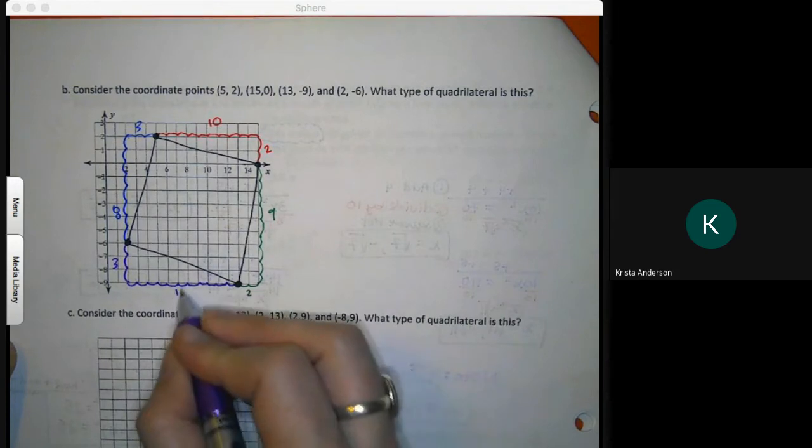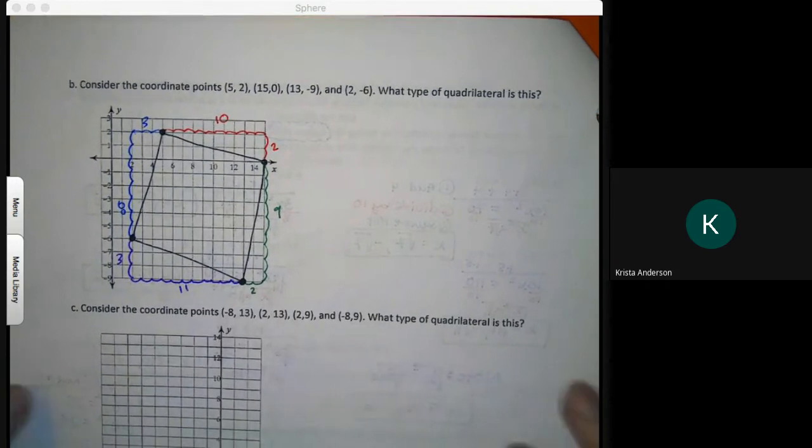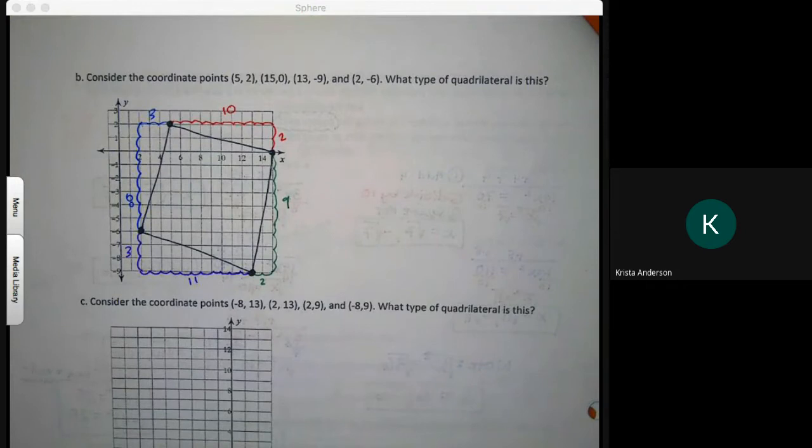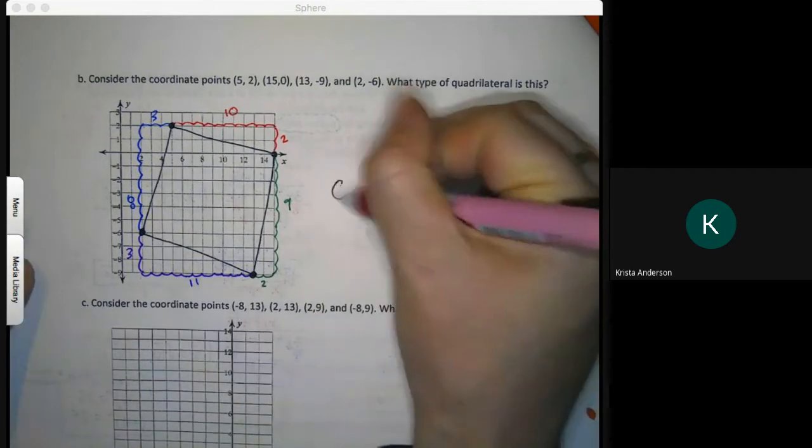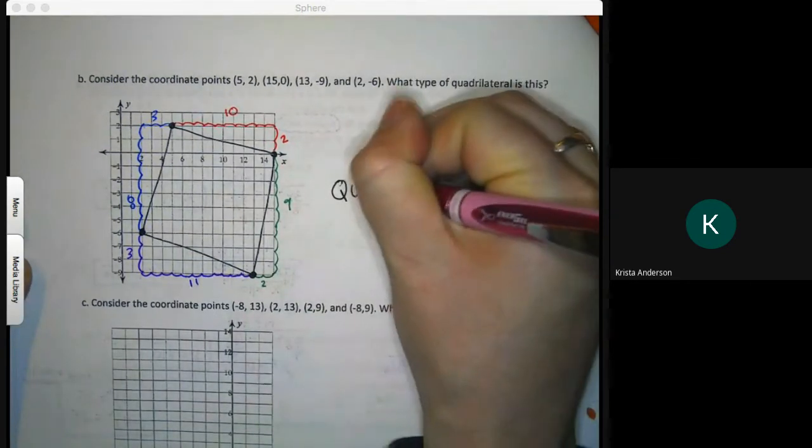Okay, we're good. Is there a pattern? Anything match? No. A square should have equal sides. Do they have any equal sides? Quadrilateral. Quadrilateral. Those are both really good guesses.